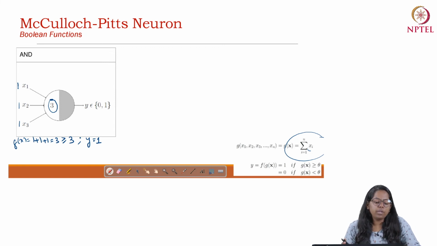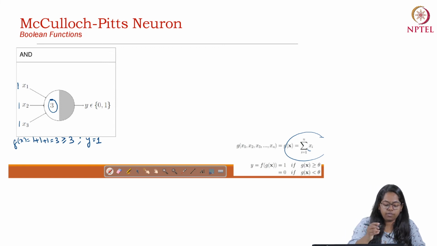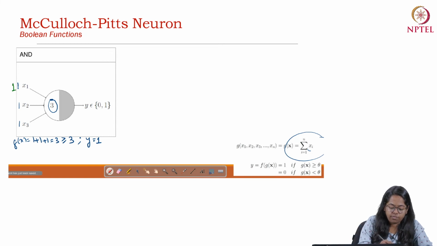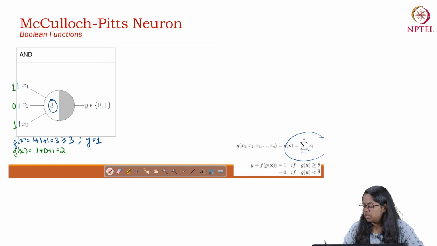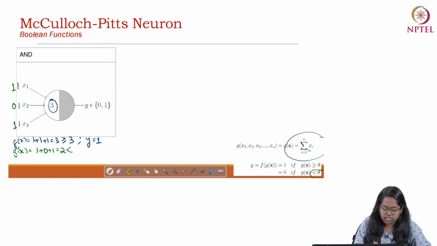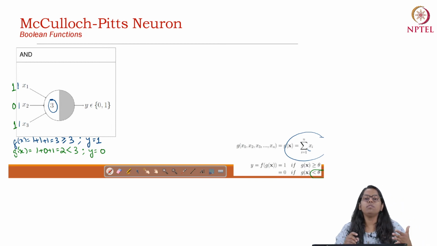But now what will happen if this is not the case? For example, if we have x1 as 1, x2 as 0 and x3 as 1, then our g(x) in this case would be equal to 1 plus 0 plus 1, which is equal to 2, which is basically satisfying this condition because it is less than 3. So here y will be 0. And similarly, we can do this for all the values of the truth table, and we see that if the threshold is set to 3, then we are able to obtain the correct values that we want for the AND gate.